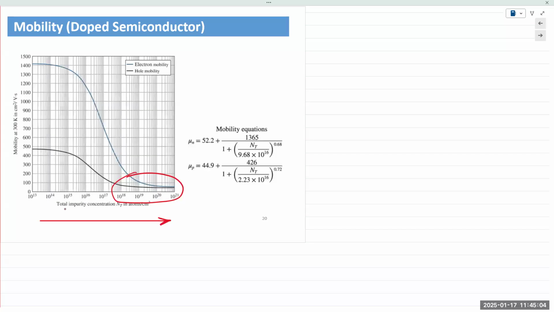So 10 raised to 18, 10 raised to 19, 10 raised to 20 atoms per centimeter cube. That is far larger in number than the intrinsically generated electron hole pairs. So the mobility of these charge carriers decreases. But at the same time, it has a far larger effect on resistivity because of the sheer number of charge carriers, now we can have far larger currents moving through that semiconductor material. And so while the mobility decreases, it has the opposite effect on the electrical characteristics.